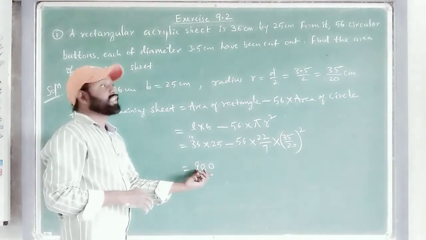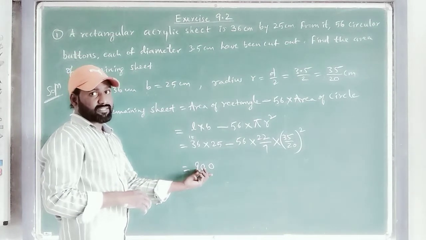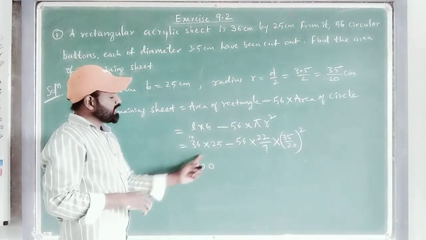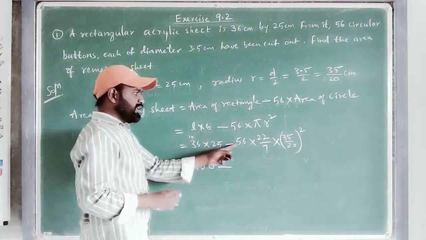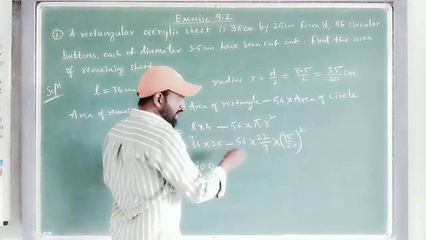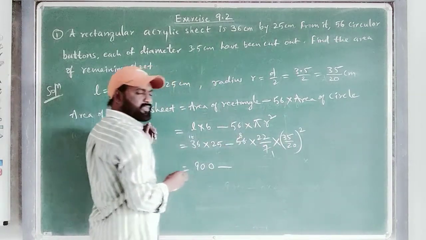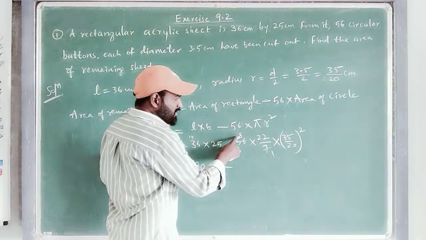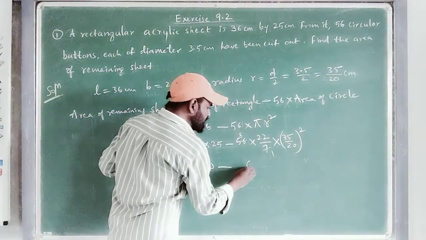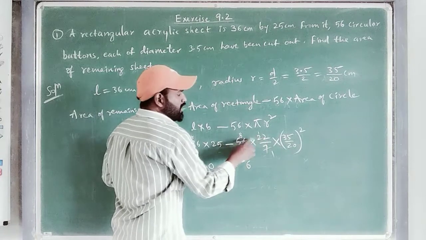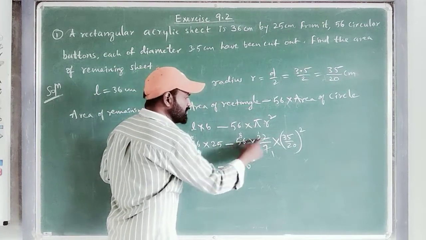Before cutting the buttons, the area of the rectangular acrylic sheet is 900 centimeters square, minus 56 into 22 by 7. I am simplifying this. Now multiply 8 into 22. 8 2s are 16, 6 here, 1 carry. 8 2s are 16 plus 1, 17. So multiplication of these two is completed.